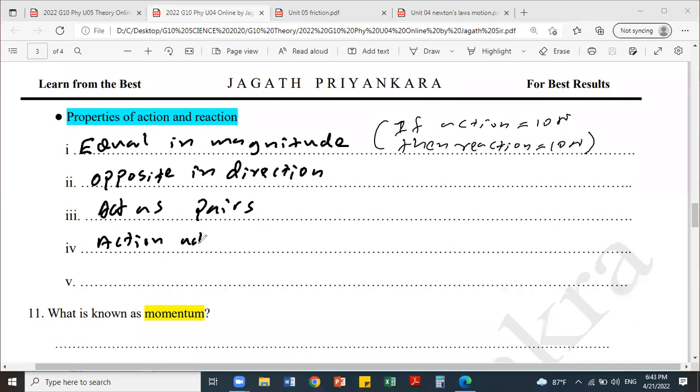Action on one object and reaction on another object.